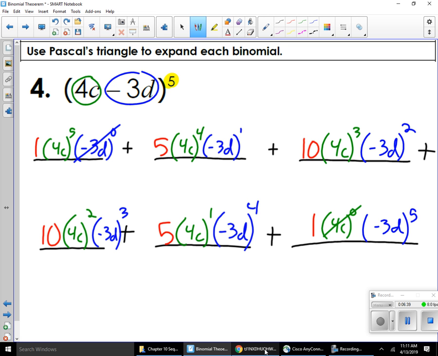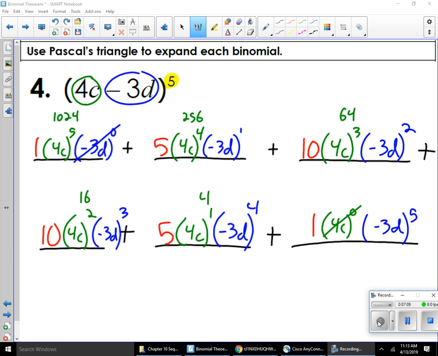We've got all that work, and now we can start doing a bit of simplifying. So we start off by looking at our powers of 4. 4 to the 5th is 1,024. 4 to the 4th is 256. 4 cubed is 64. 4 squared is 16. 4 to the 1st is just 4. And that last one goes away because anything to the 0 power is 1.